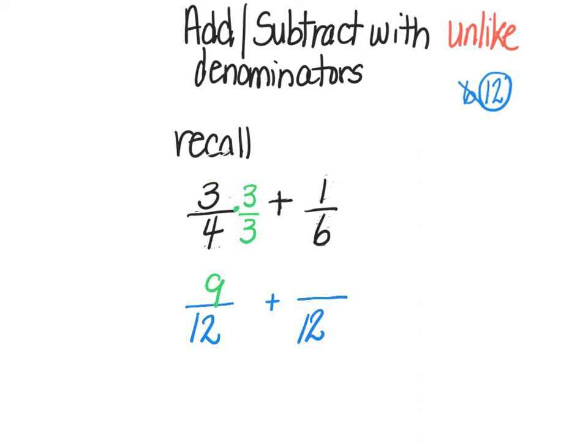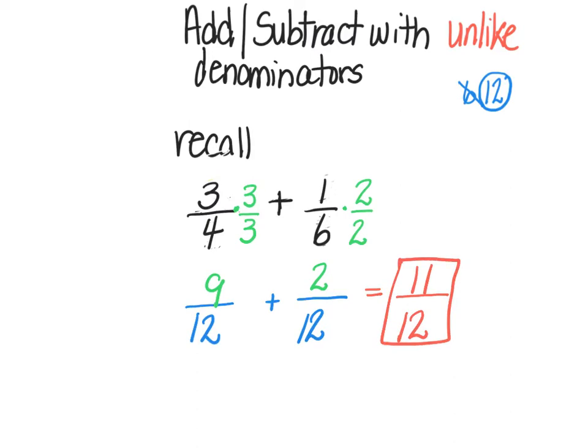I'm going to do the same thing to the next fraction. What's missing from 6 to make it a 12? Well, that would be a 2. So I'm going to multiply the numerator and the denominator by 2. So 1 times 2 is 2, and then of course 6 times 2 is 12. Now that I have these common denominators, I'm going to keep that common denominator, which is 12, and combine the numerators. 9 plus 2 is 11. 11 is a prime number, so this fraction can't be simplified.